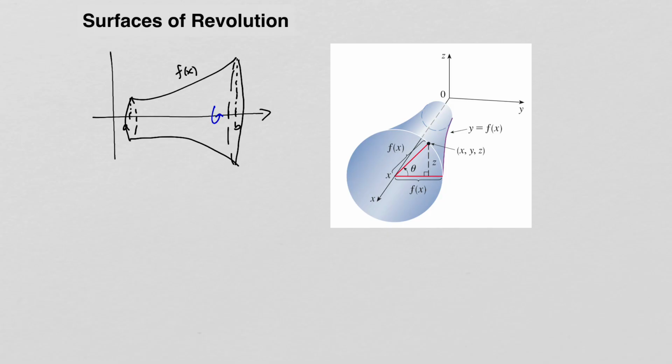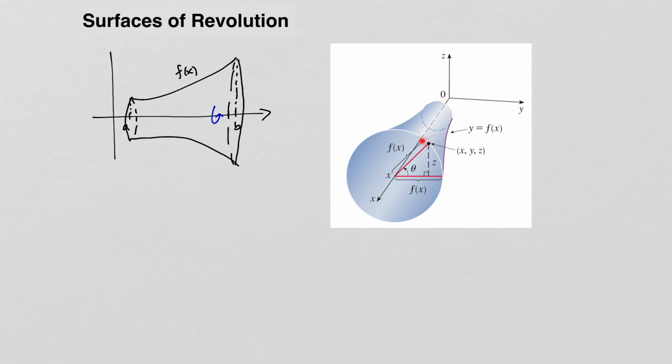One of the things we can do is look for the surface area of this thing. So notice that the surface that you see here is very similar to the surface you see over here in the XYZ coordinate system.